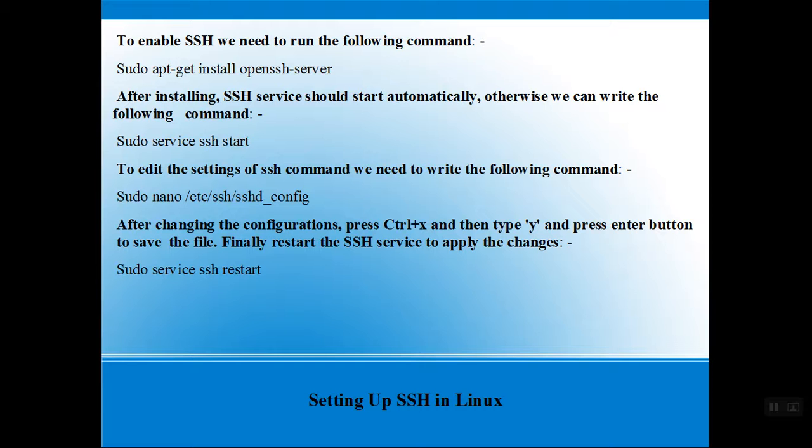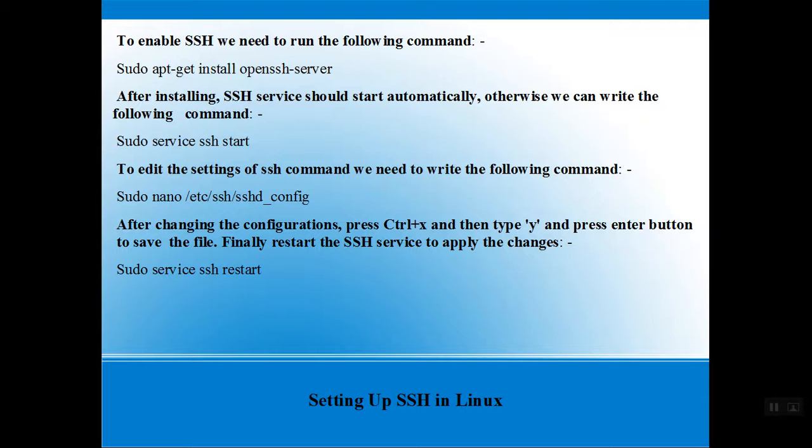Now let's see how we can set up SSH in Linux. To enable SSH, we need to run the following command: sudo apt-get install openssh-server. After installing, the SSH service should start automatically. Otherwise, we can write the following command: sudo service ssh start.